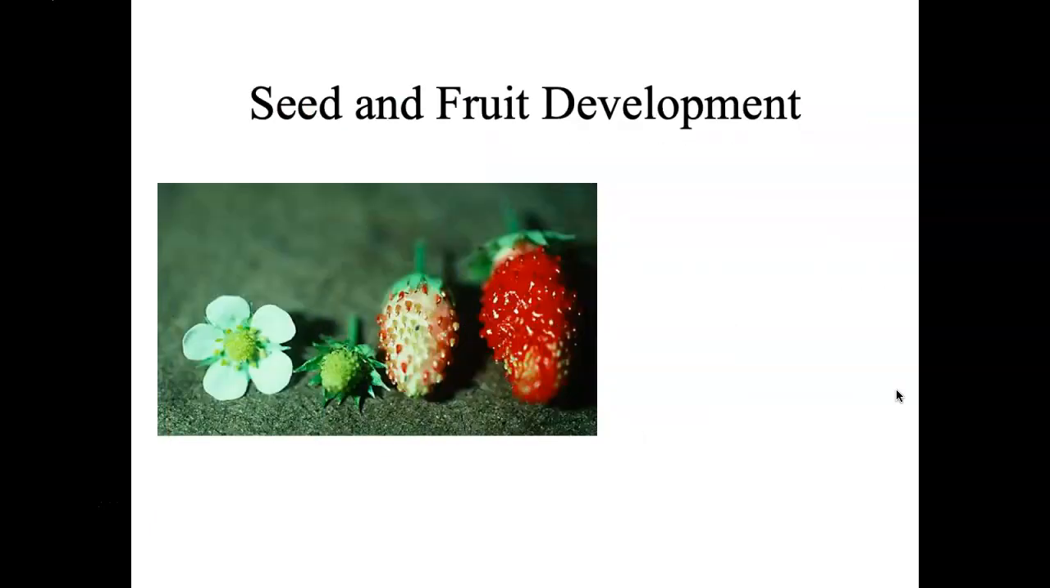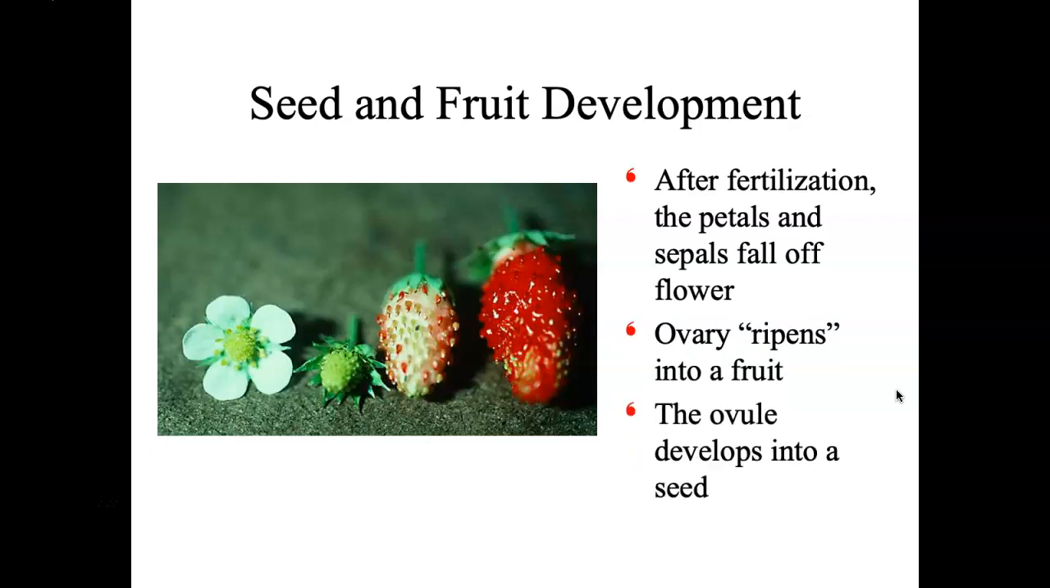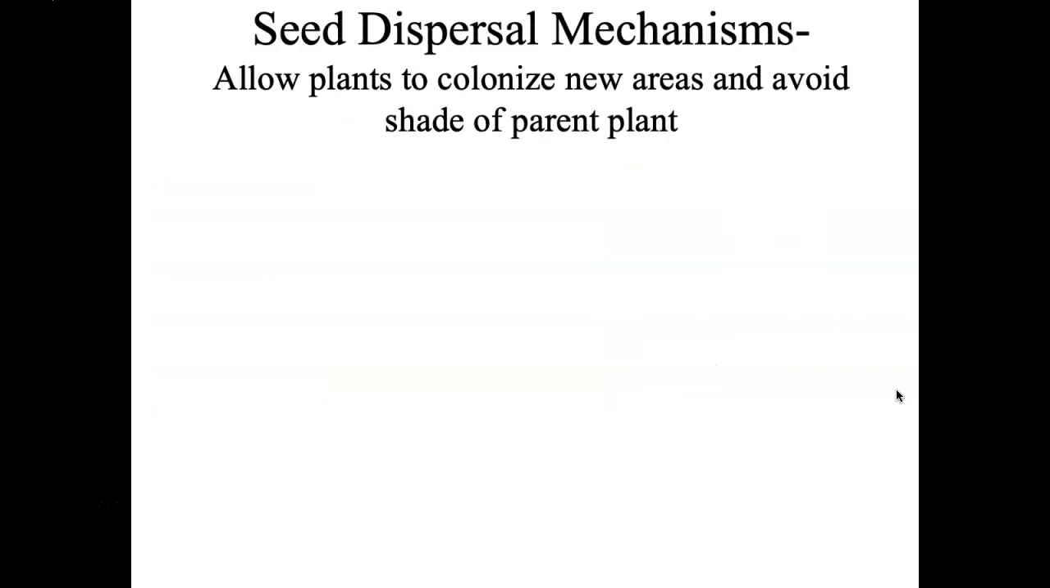So once a plant is pollinated, like I said, 3/4 of all plants are angiosperms, which means they produce their seeds or protect them in a fruit. And this picture is an example of that. That's a strawberry plant. So after fertilization, the petals and sepals fall off the flower. The sepals are the little green leaves underneath the flower. And so in this picture, you see the bloom, and then you see where the petals have fallen off, and then next you see the fruit starts to grow. The ovary, that's what we call it, ripens into a fruit, and the ovule develops into a seed. So the ovary is the fruit part we eat, and then the ovules are the little seeds.